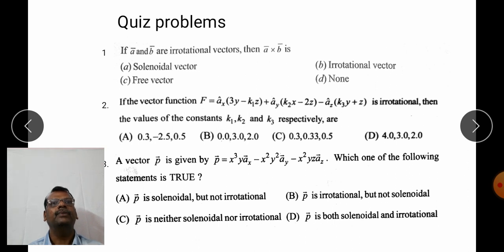Now again we move into the next topic, which is known as the Laplacian operator, that we will explain in the next video. Thank you.